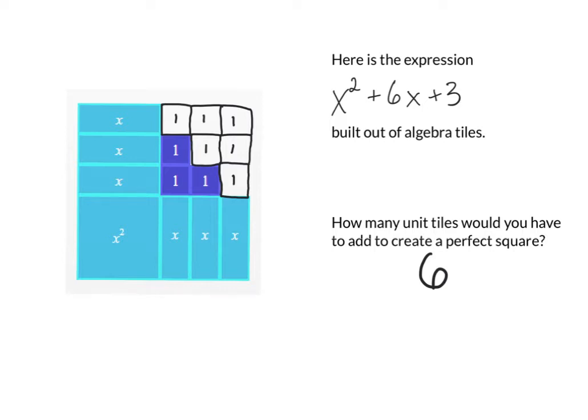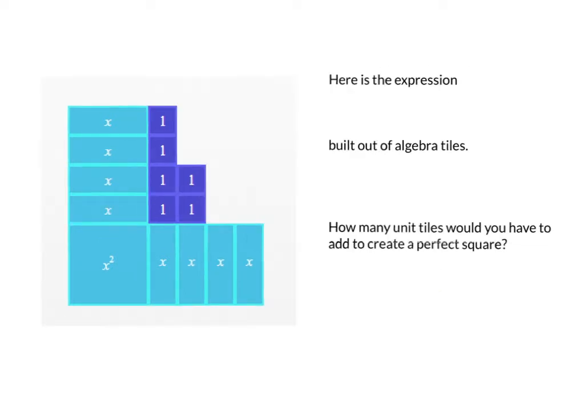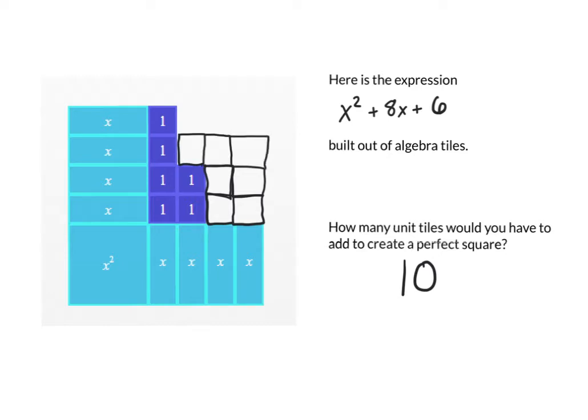Let's try another one. Here is the expression x squared plus 8x plus 6 built out of algebra tiles. How many unit tiles would you have to add to create a perfect square? In this case, we would have to add 10 unit tiles to complete our perfect square. They fit in here. 1, 2, 3, 4, 5, 6, 7, 8, 9, 10.